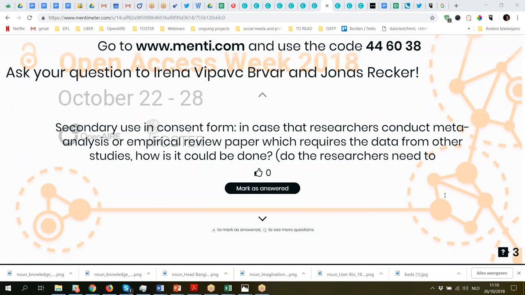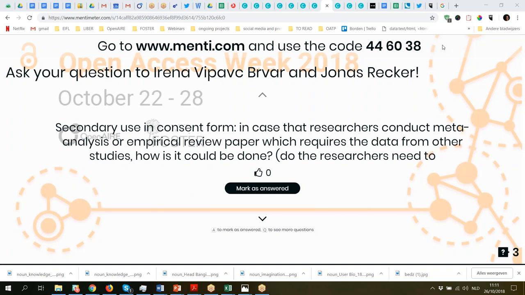So I think what this question refers to is that if a researcher conducts research reusing other data and is then required to publish his or her data when they publish an article, the question is, how do I deal with the rights issue here? Because I reuse data from someone else, and can I just republish this data because it forms the basis of my own research? So I think that is the question.